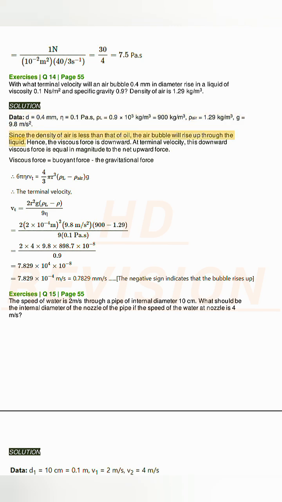Since the density of air is less than that of oil, the air bubble will rise up through the liquid. Hence, the viscous force is downward. At terminal velocity, this downward viscous force is equal in magnitude to the net upward force. Viscous force equals buoyant force minus the gravitational force.